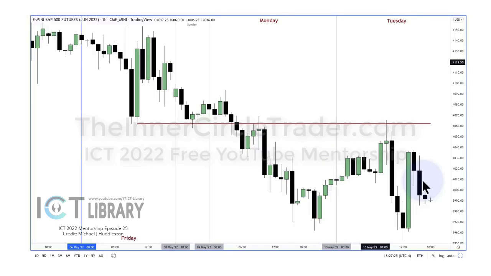But if you look closer and you start framing out the things I've taught you, here is relative equal highs, old low. What's resting above relative equal highs? Buy side liquidity. What's resting below an old low? Sell side liquidity. The market runs above at 9:30. It hits that old low.